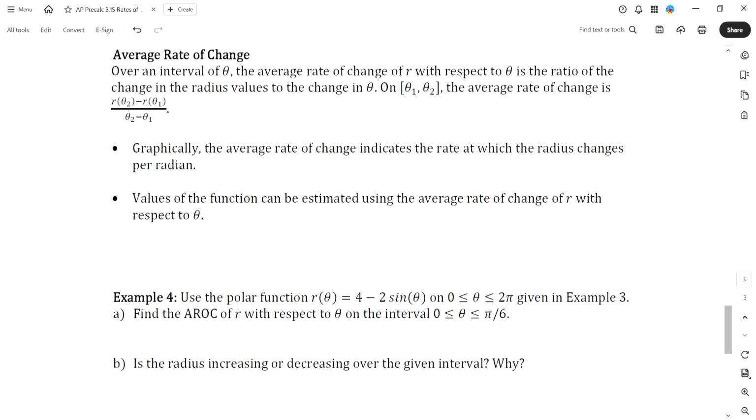The average rate of change can tell us if the function is increasing or decreasing, just like with other functions. It can also be used to estimate values of the function. If I have a small window and I have a little line through 2 points, I can use that to approximate some values.